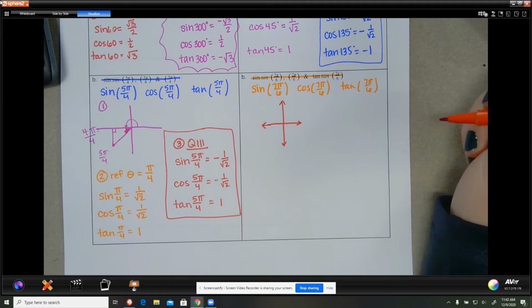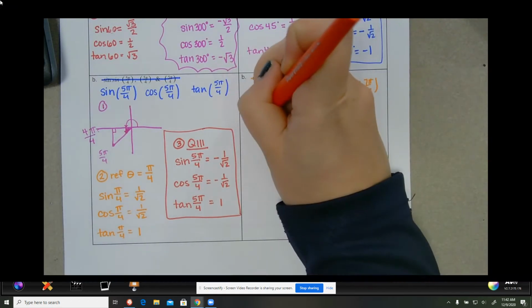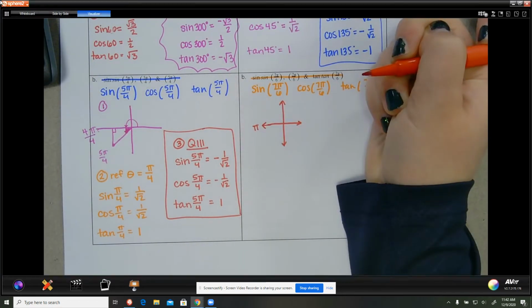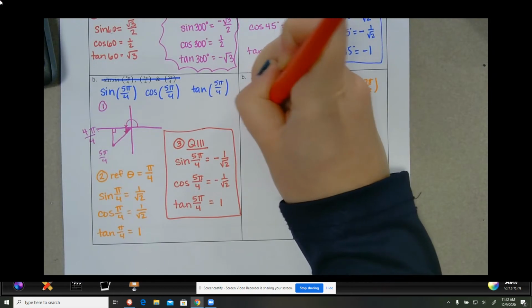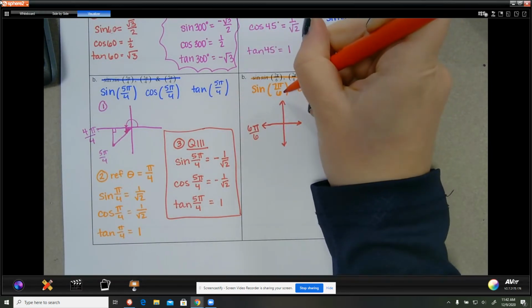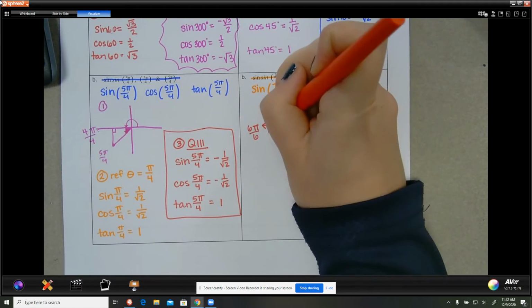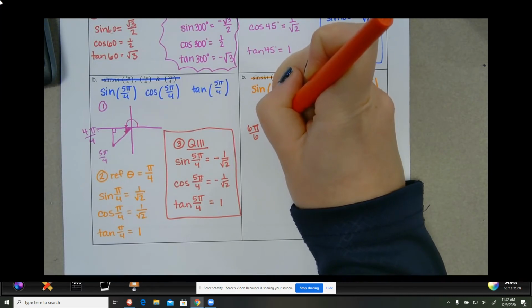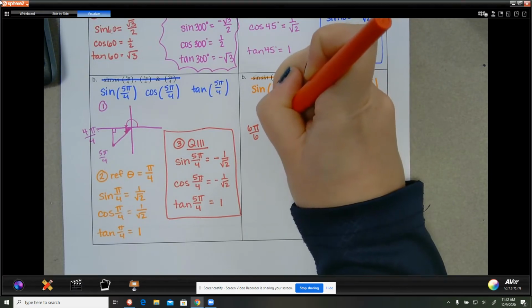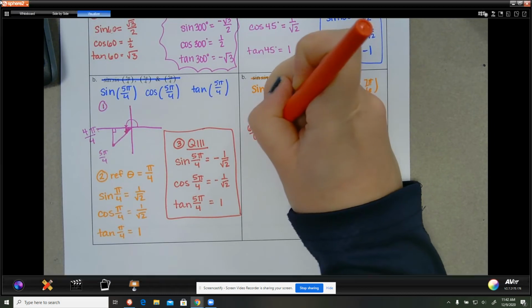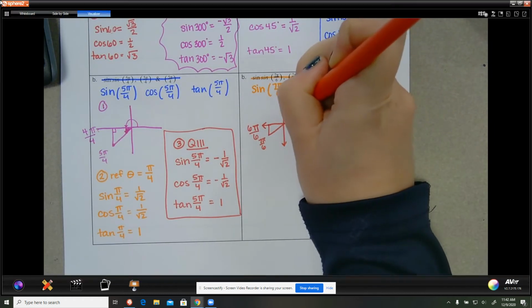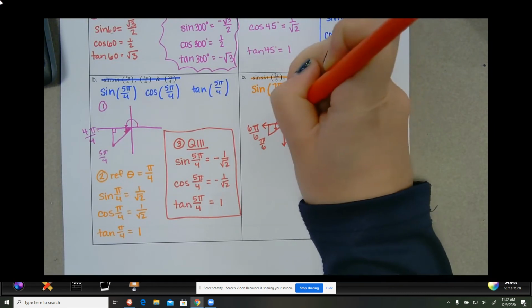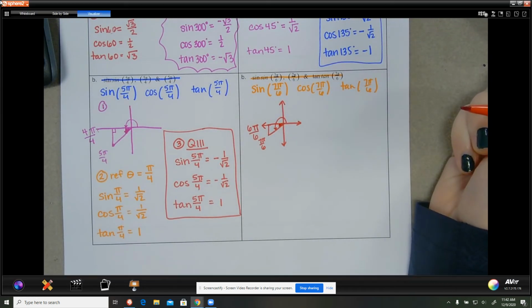Okay, so let's see. This is going to be pi again, and that would be 6 pi over 6. I'm just using that same denominator to determine that. So 7 pi over 6 is going to be over here somewhere. Yes, this is 7 pi over 6. This is that 7 pi over 6 angle. This little angle in here is my reference angle.